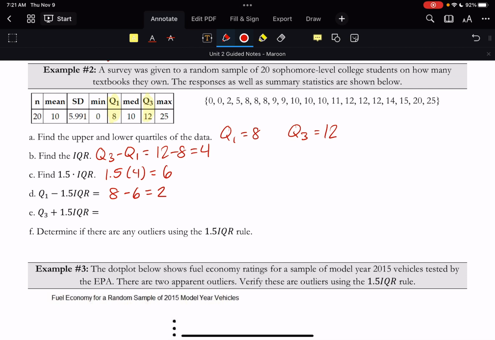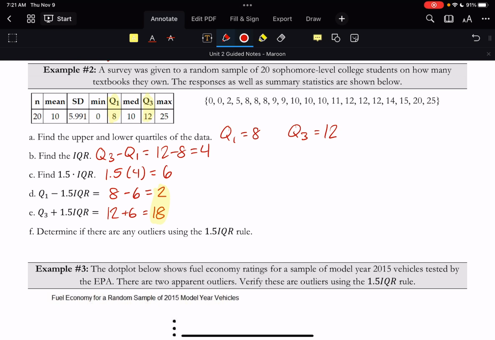And now look at Q3 plus 1.5 times my IQR. So I'm going to have my upper quartile as 12, and I'm going to add that 1.5 IQR, which is 6. So 18. So these are the two values that we say are the boundaries, okay?